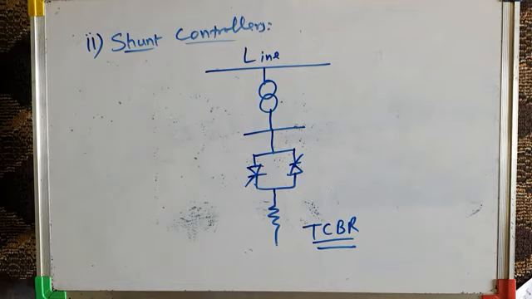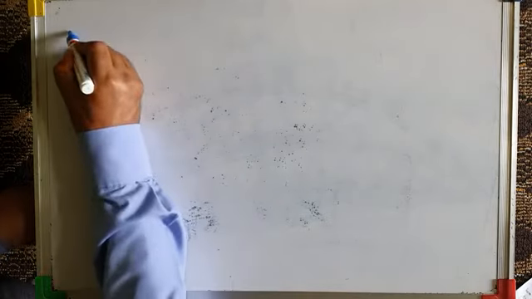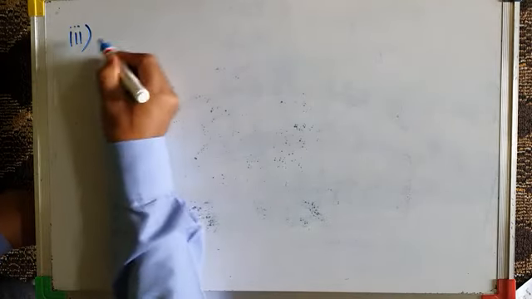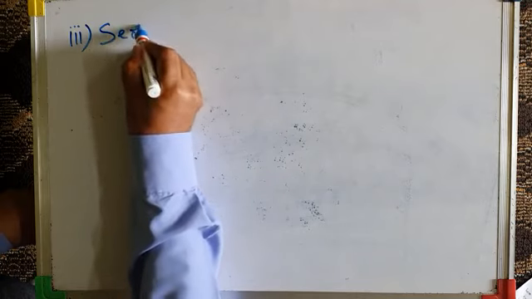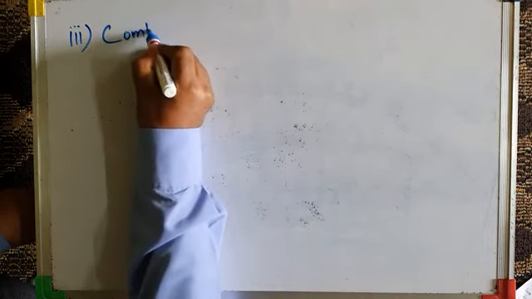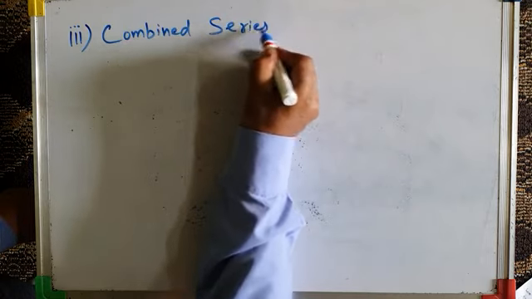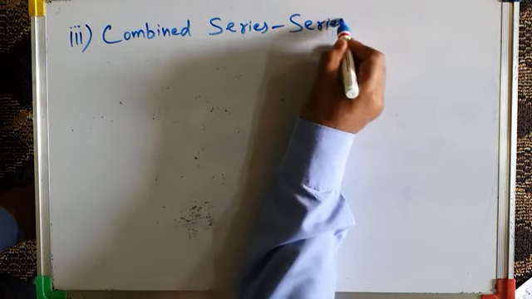So we have studied series FACTS controllers, and we have studied shunt FACTS controllers. Now let us discuss the hybrid, the combination of the two, that is combined series controllers and combined series shunt controllers. Third type of FACTS controllers are combined series controllers. I should write here combined series FACTS controllers, or simply we can say combined series controllers.